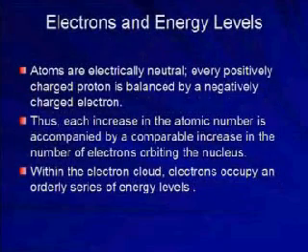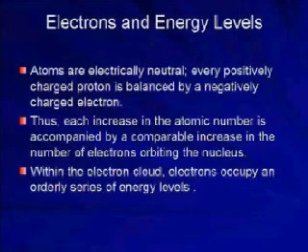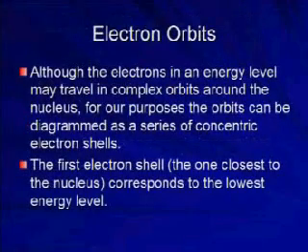Electrons and energy levels is another concept which you will need to appreciate as well. Atoms are electrically neutral. Every positively charged proton is balanced by a negatively charged electron. Thus, each increase in the atomic number is accompanied by a comparable increase in the number of electrons orbiting the nucleus. Within the electron cloud, electrons occupy an orderly series of energy levels. Electron orbits.